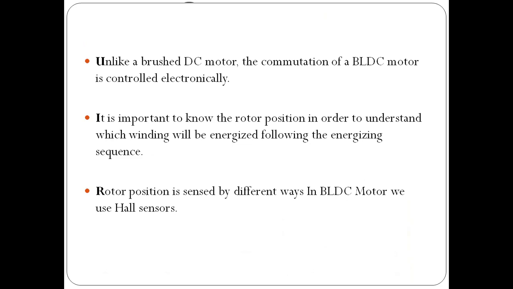Unlike a DC motor, the commutation of the BLDC motor is controlled electronically. It is important to know the rotor position in order to understand which winding will be energized, following the energizing sequence. The rotor position is sensed in different ways in the BLDC motor. We use the Hall sensor.